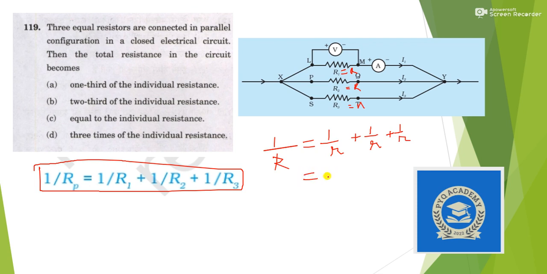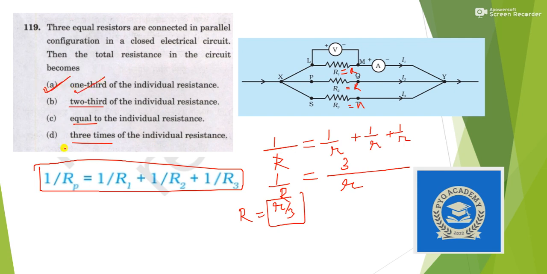So taking this, the LCM will be r, and the numerator will become 3. So 3 by r, and the equivalent resistance will be r by 3. That means one third. Let's go for the one third option. So our answer is option B. Very easy question.